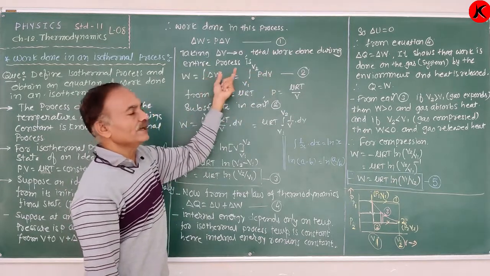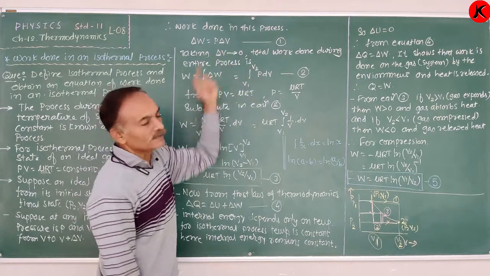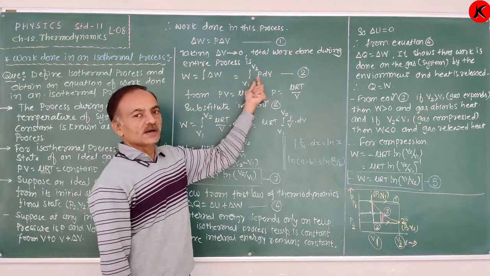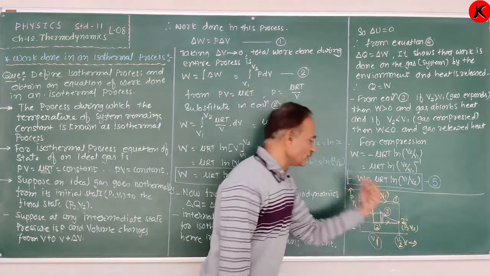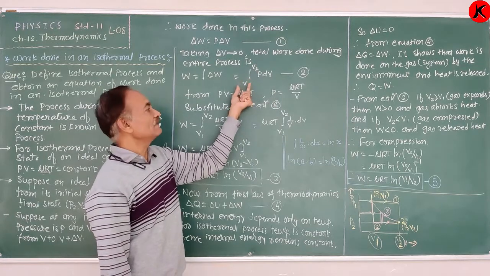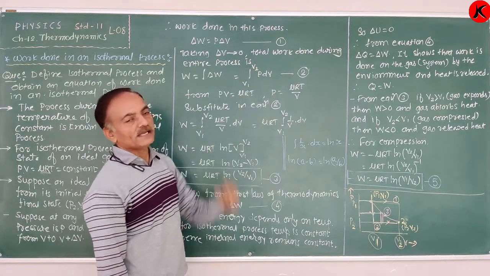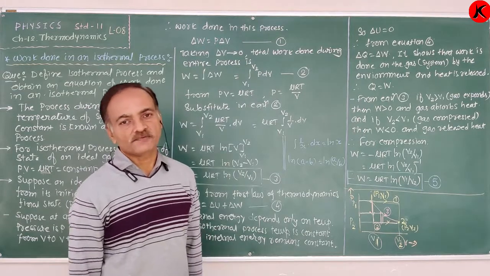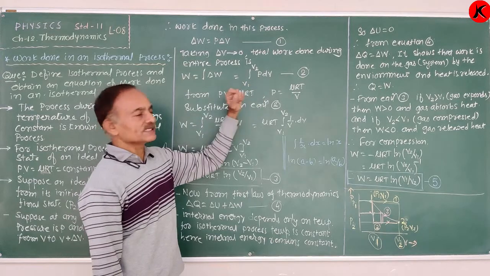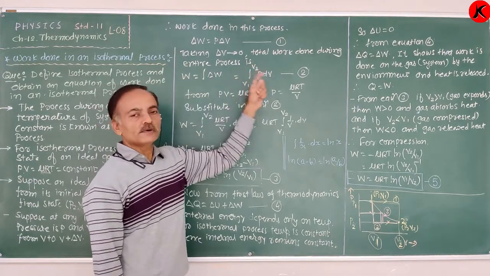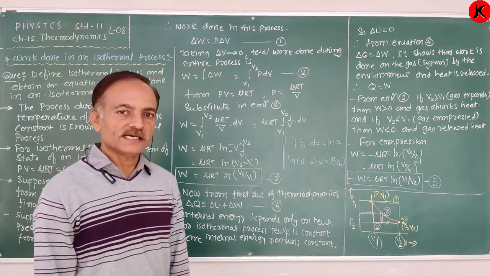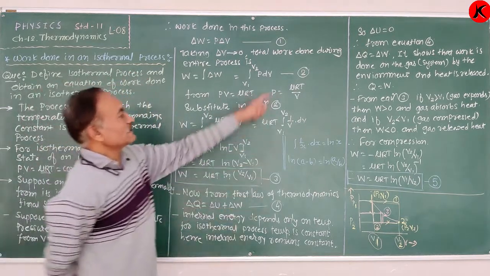Here we substitute the value of delta W in terms of P into delta V, with P almost constant. The volume changes from V1 to V2, so the limits of the integration run from the initial volume V1 to the final volume V2. Therefore, W is equal to the integration from V1 to V2 of P dV. Now, that is our equation 2.